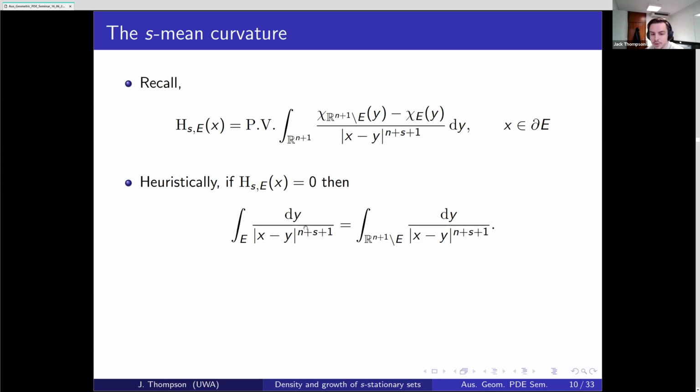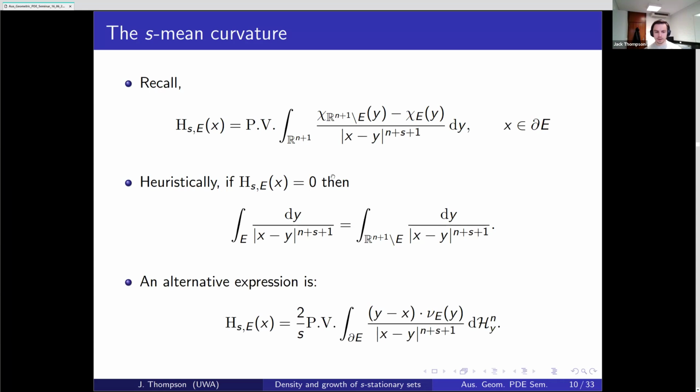Now I say heuristically because this integral and this integral both diverge, so it has to be understood in this way in the first definition. There's also an alternative expression where you can put the integral onto the boundary. And you see you get this non-local integral because you integrate this kernel over the entire boundary. All right, so these are some definitions, but let's see some examples. Examples are easier to understand.